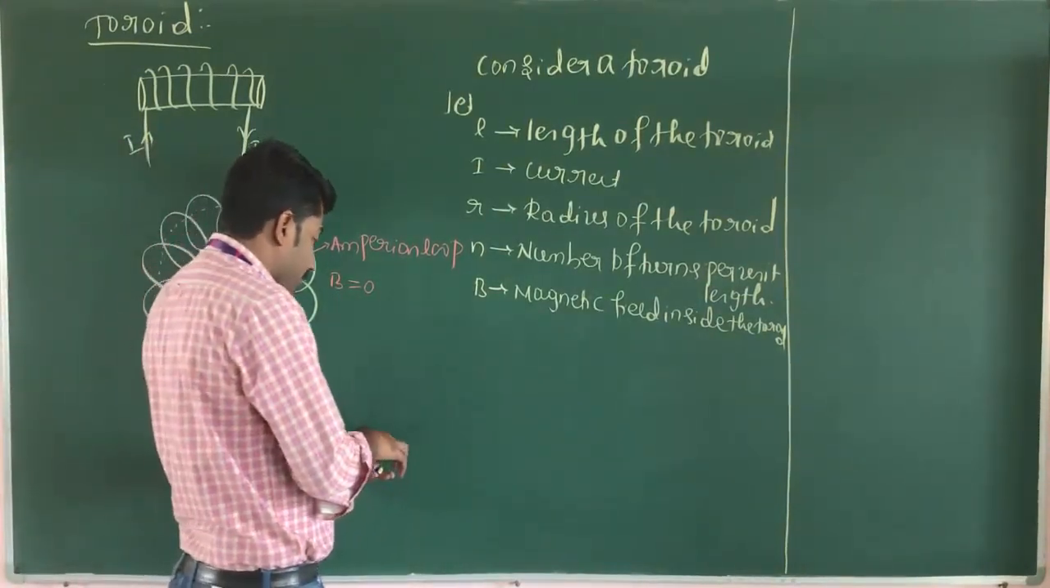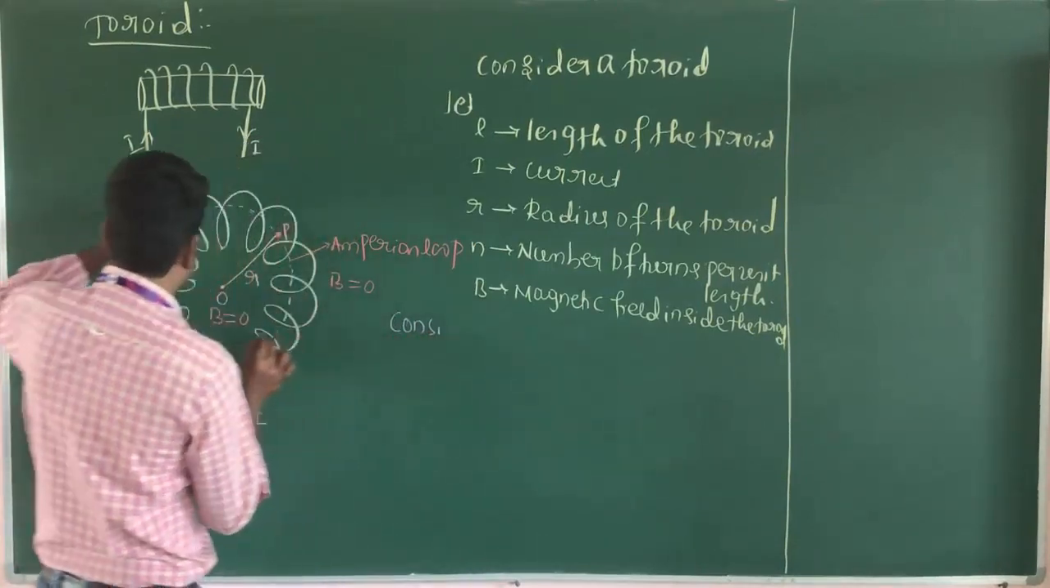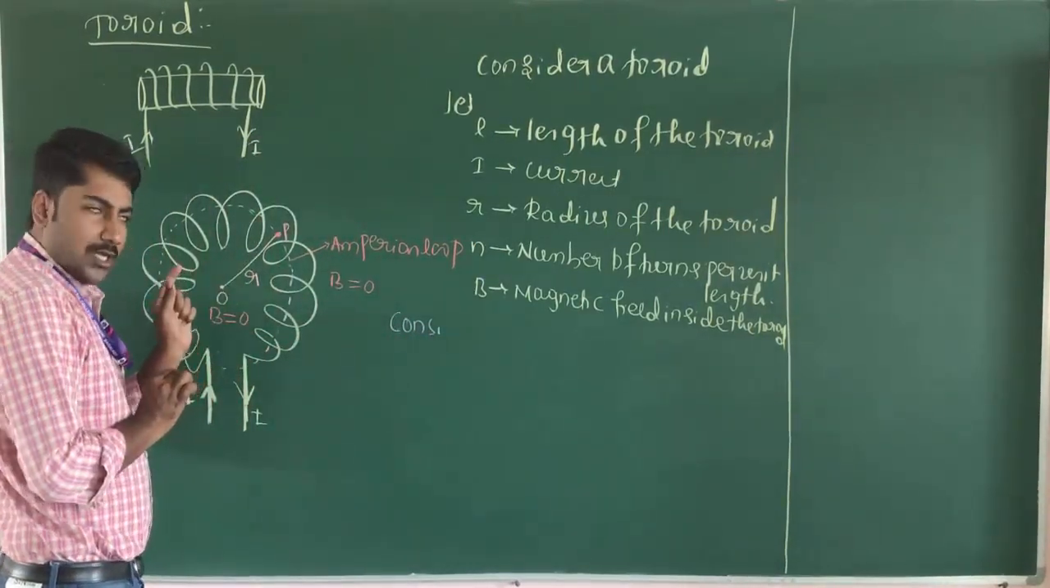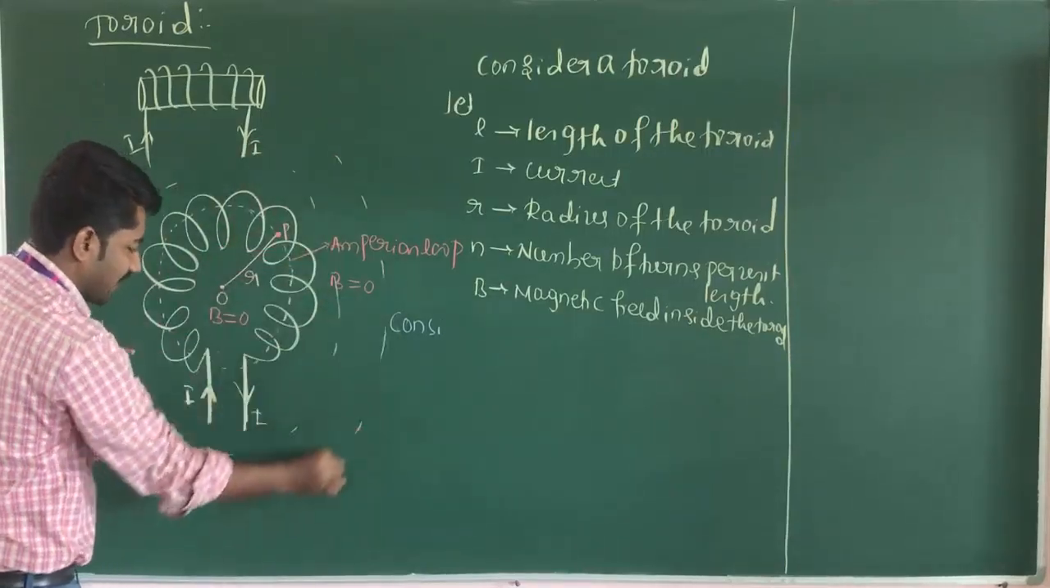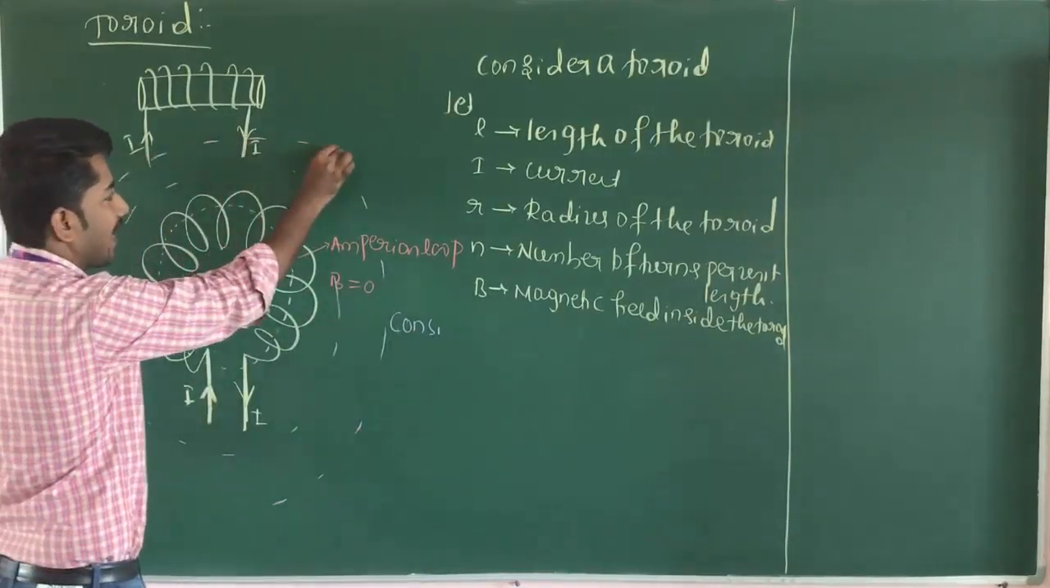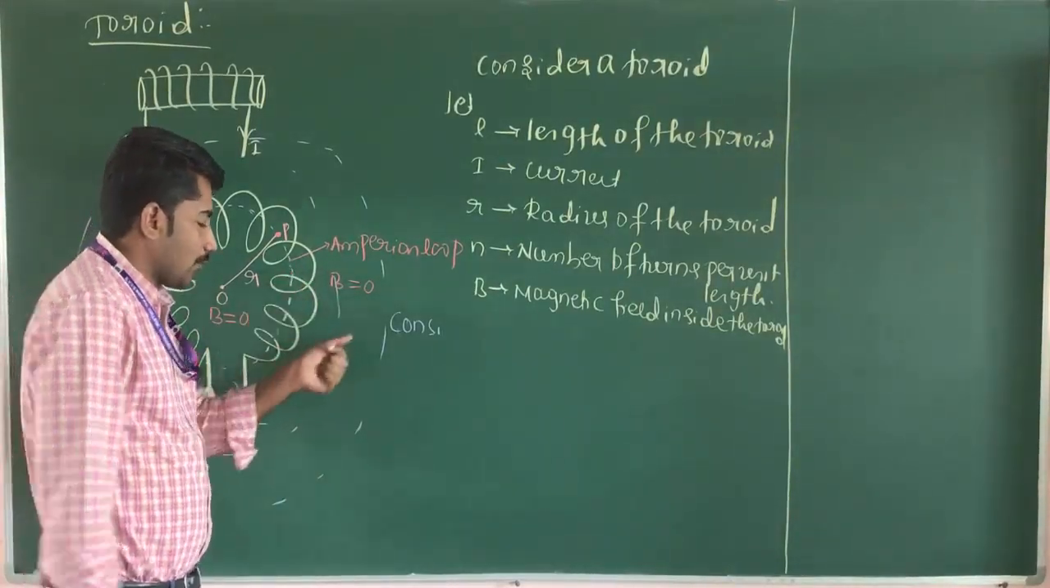Consider an Amperian loop. This is one Amperian loop. Suppose you consider another Amperian loop, it contains n number of turns. But now I am going to calculate the magnetic field due to this first Amperian loop.